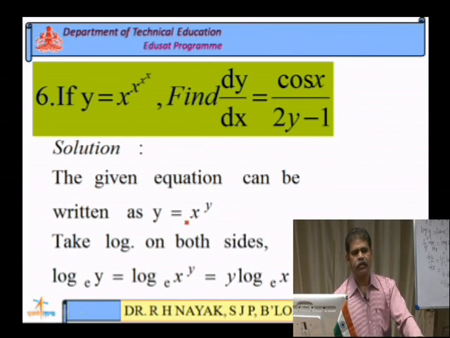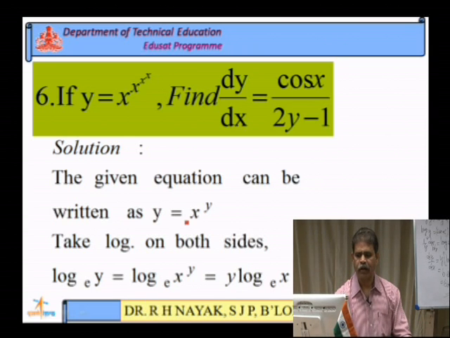Suppose there is a function like y is equal to x to the power of x to the power of x to the power of x up to infinity. Here you can write it as infinite times is given. Then it is to be reduced to differentiable form. How? By leaving the first x, the other terms are taken as y.